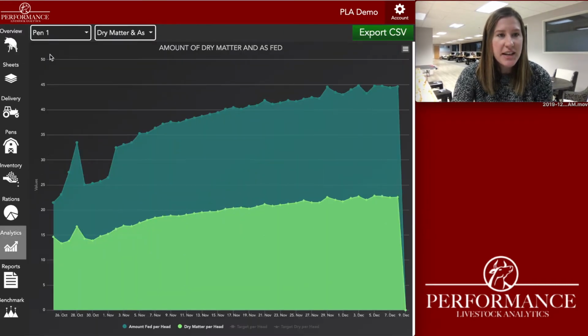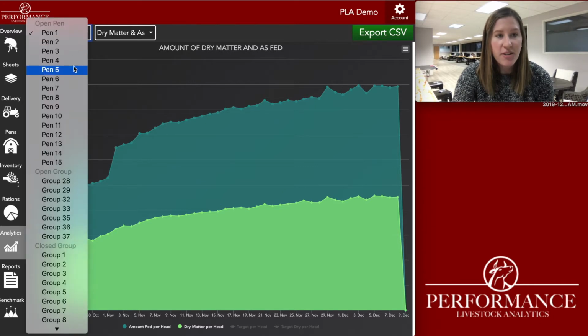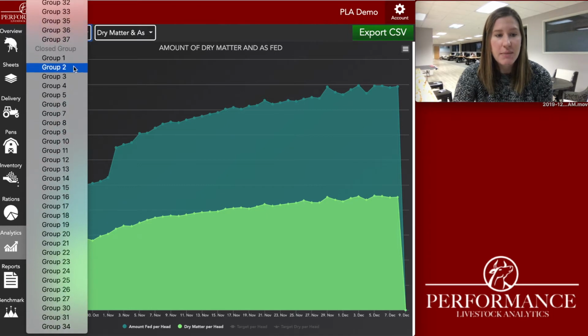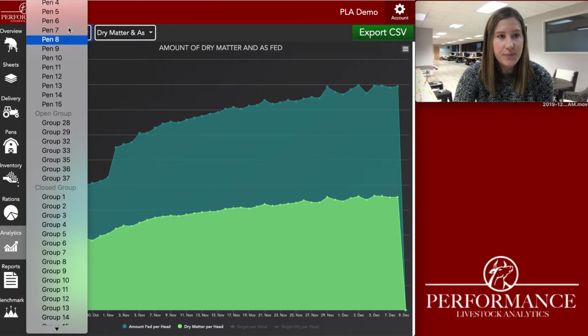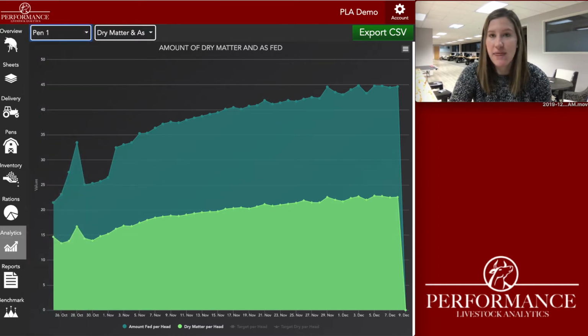So as I jump in here, you can see I've got pen 1 selected by default. It's going to list all of my open pens, my groups, and my closed groups. So over time, this list will kind of accumulate here. So I'm going to go ahead and keep that on pen 1 there.